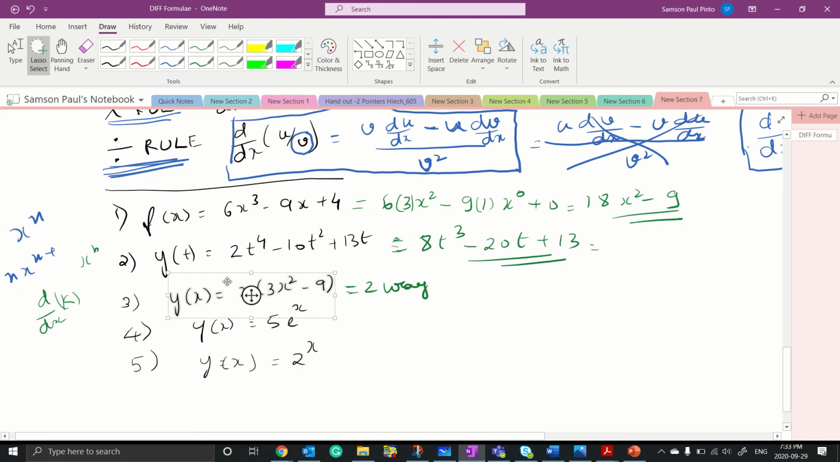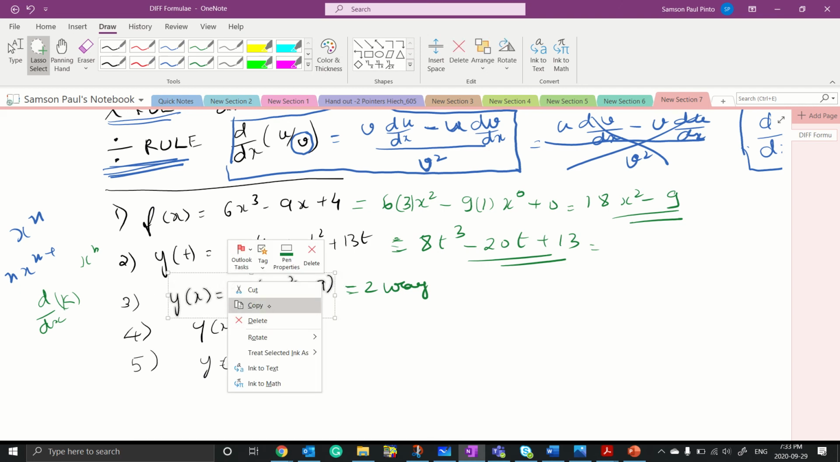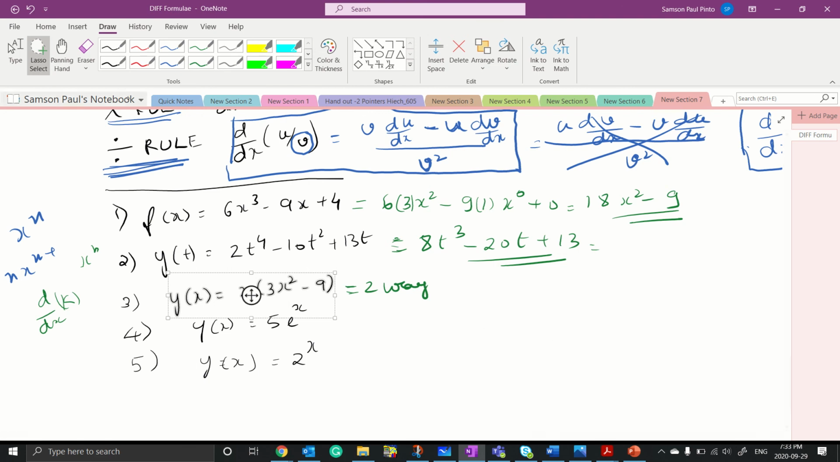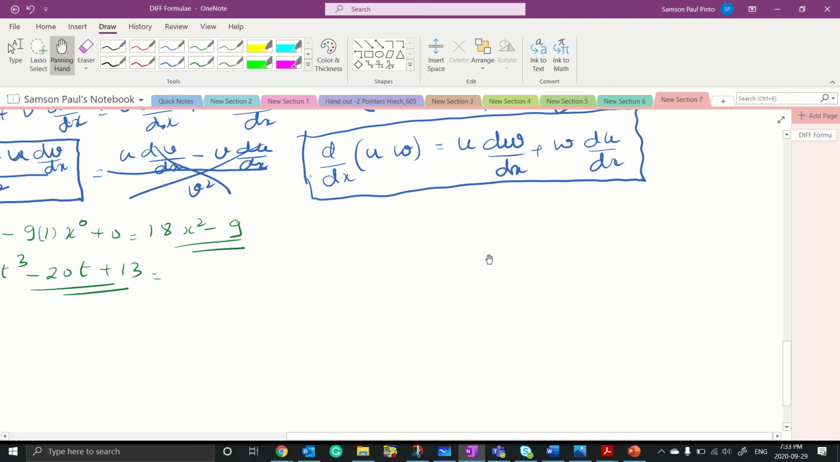Let me just copy this problem and place it somewhere else. Let me place it here and paste. So I'm going to solve this problem in 2 ways. The first way is just by multiplying inside.